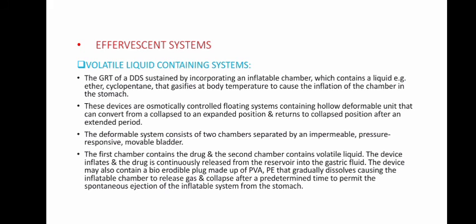The deformable system consists of two chambers separated by an impermeable, pressure responsive, movable bladder. The first chamber contains the drug and the second chamber contains volatile liquid. The device inflates and the drug is continuously released from the reservoir in the gastric fluid. The device may also contain a bioerodible plug made up of PVA, PE that gradually dissolves, causing the inflatable chamber to release gas and collapse after a predetermined time to permit the spontaneous ejection of the inflatable system from the stomach.